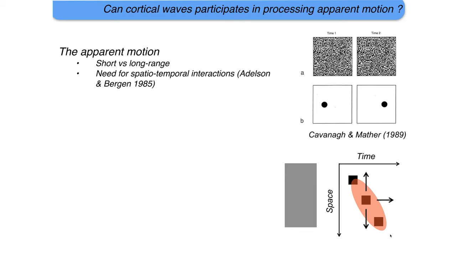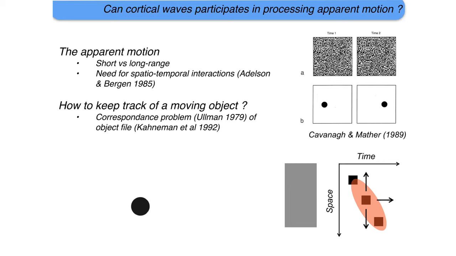Importantly, there is a key issue in apparent motion, which is known as the correspondence problem. If I present a stimulus in this location in one time frame, and in the next time frame two stimuli appear, there is the correspondence problem. Did the initial stimulus move to this position or to this position? This is also known as the object file problem. This is really a big problem in psychophysics, and we don't have many clues of how it's done in the visual system.